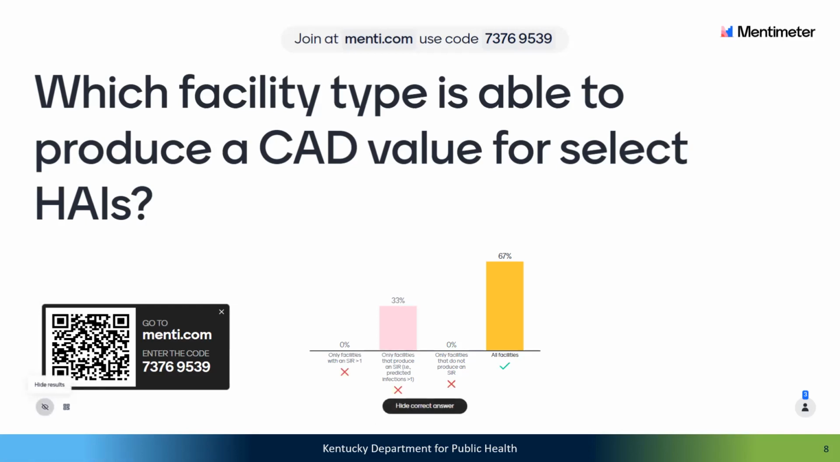So this would be for all facilities, and this is a really important aspect of the CAD as compared to the SIR, as with the SIR, we do not have that value produced for all facilities, only facilities that have a predicted number of infections that is greater than 1.